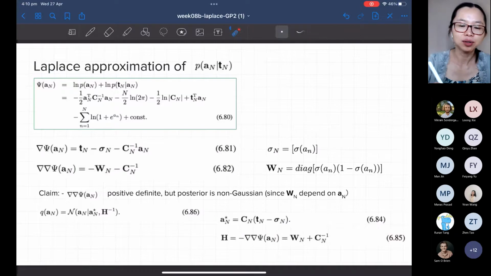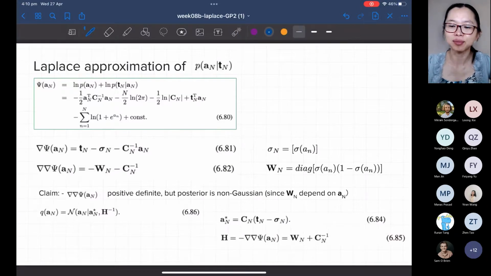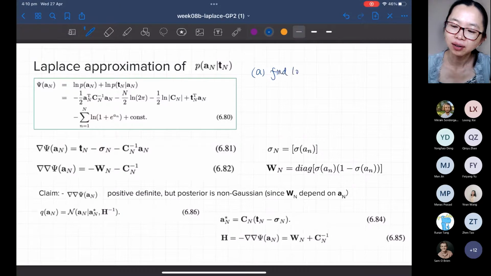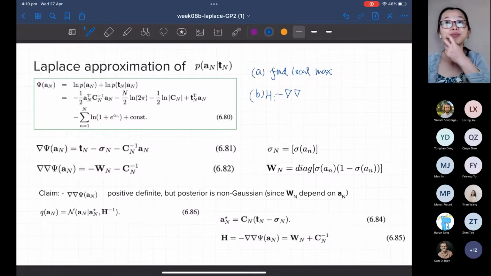Okay, remember the 2 steps of Laplace approximation. Step A, find the local max. Step B, compute this Hessian matrix as the negative, like twice differentiated version of that. So let's just do that.